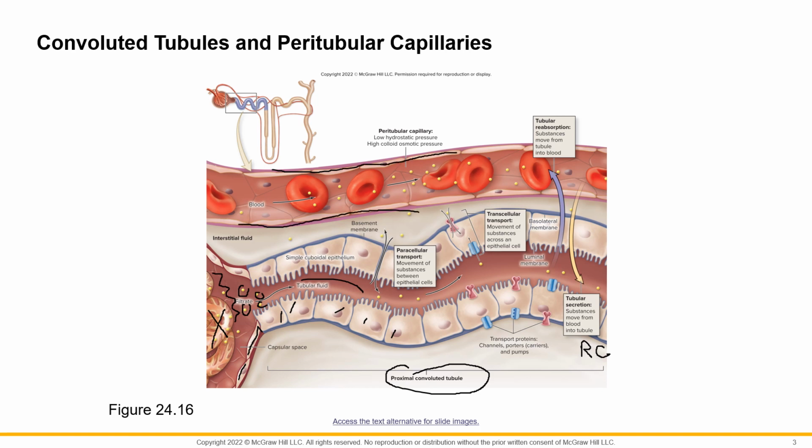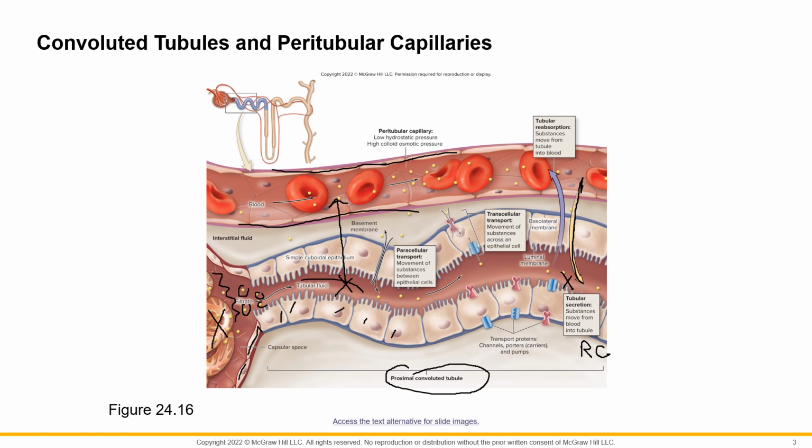So to recap, tubular reabsorption means that fluid or filtrate is going to go from this tube, go across, and get sucked into blood. That is tubular reabsorption. Tubular secretion is when stuff comes from blood, goes through the cell, and ends up in the filtrate tube.